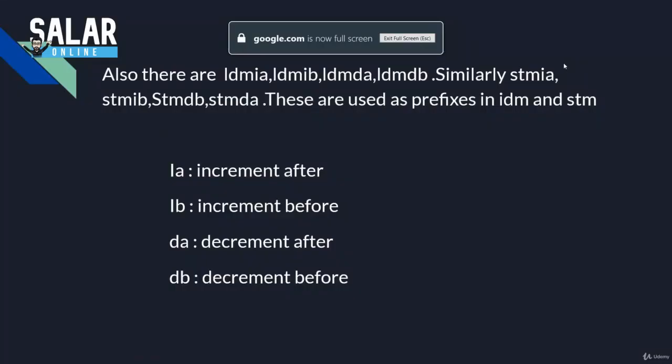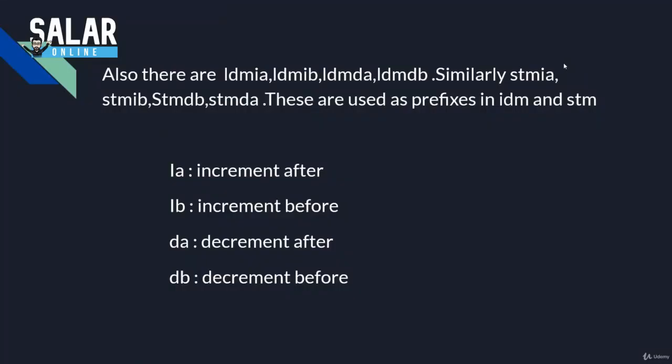In this video we'll be looking at other examples of the load multiple instruction and the store multiple instruction. There are some prefixes used in these instructions which are IA, IB, DA and DB. IA is used to say increment after, IB for increment before, DA for decrement after, and DB for decrement before. So we'll go on to the labs.